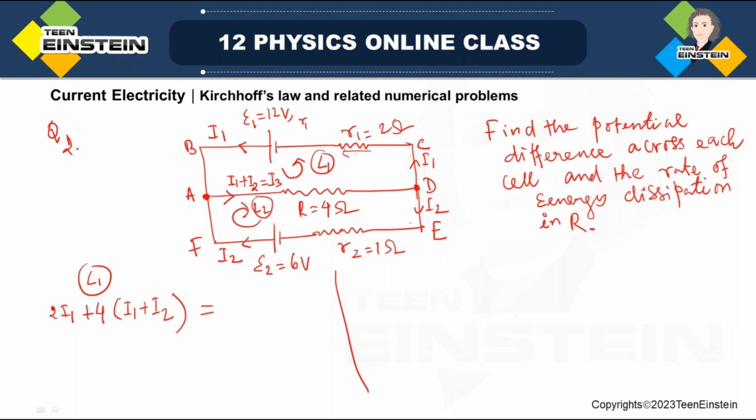So this will be equal to the EMF of the loop. Here only one battery, that is 12 volt. Direction-wise, the current is flowing out from the positive terminal, so we'll take that as positive. Now we can simplify a bit. So this will be 6I1 plus 4I2 equal to 12. We can name this equation number 1.